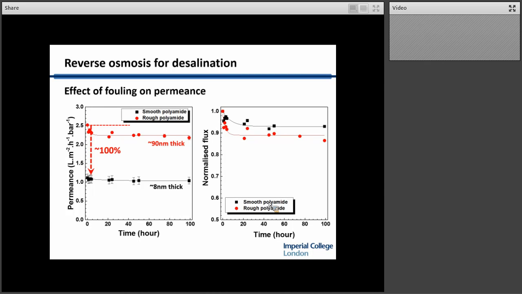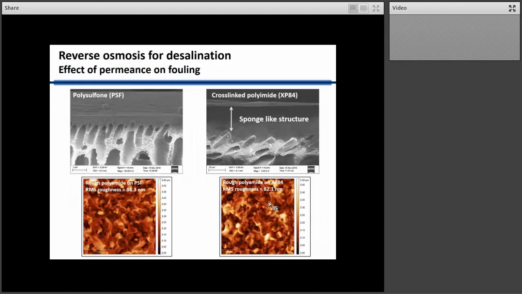And the reduction in flux that you get is higher for the membrane, which is rougher. So you get 12% flux reduction. This is normalized flux on the right versus 7% flux reduction on the smooth film. The thing is, that's not a well-controlled experiment because you've got two things that are different, the roughness of the membrane and the permeance of the membrane. And the higher the permeance, the more rapidly the foulant is brought down to the surface of the membrane.